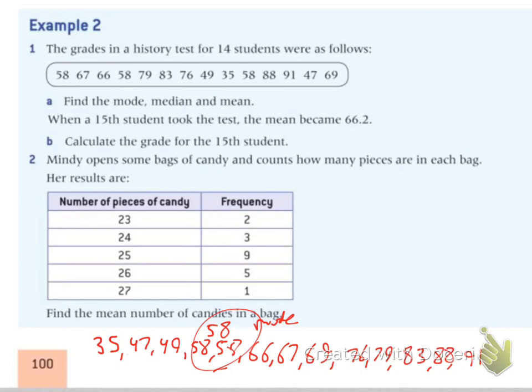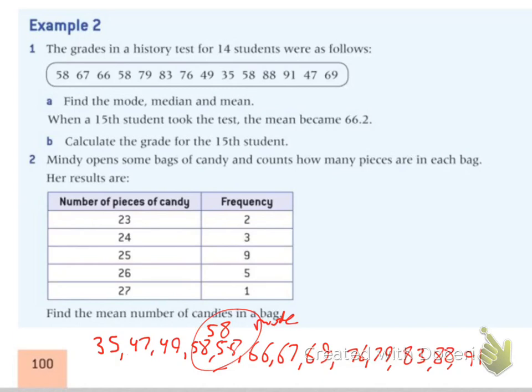And is there any other number that has more than one term in it? I'm looking at the list, and I don't see any other term here that has more than one. So the mode, 58, has to be the mode, because even if I had another 58 or 35 in this group, I'm still going to have 58 be the most. So the mode's not going to change even if we add another student to this list. So then the question is, where's the median?